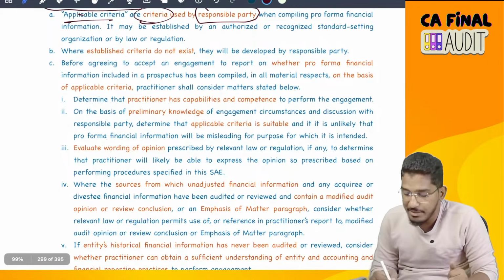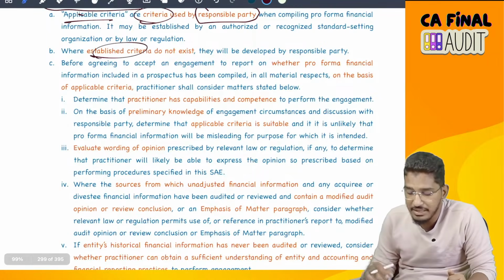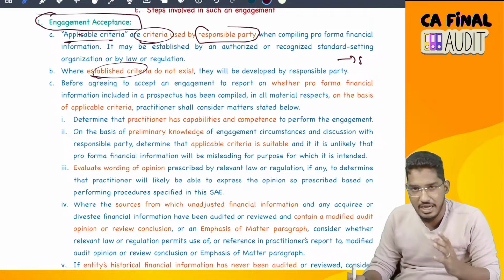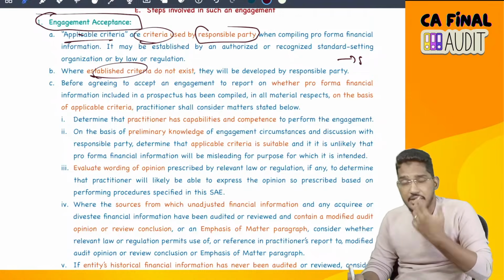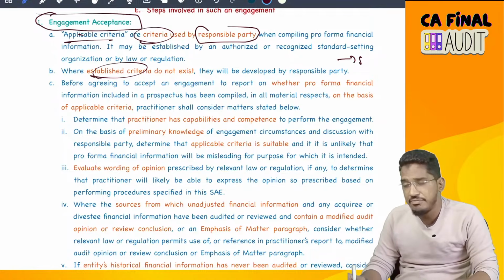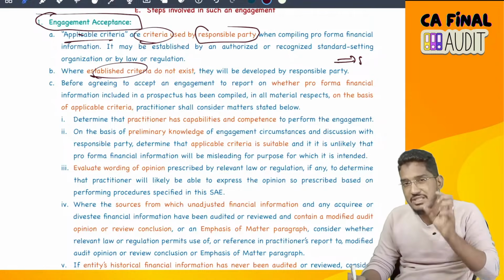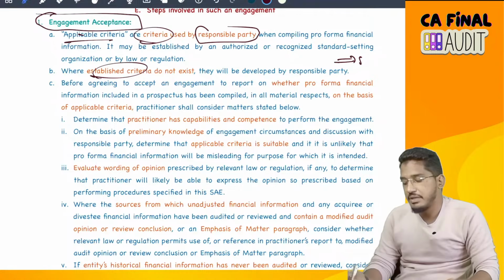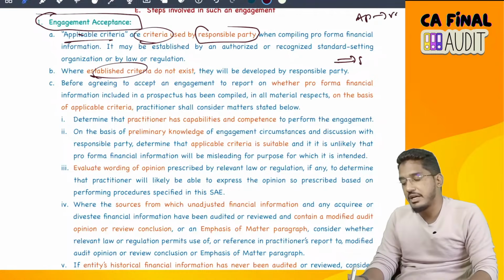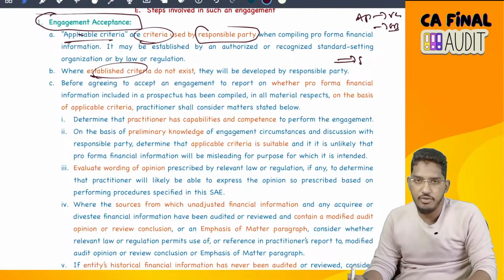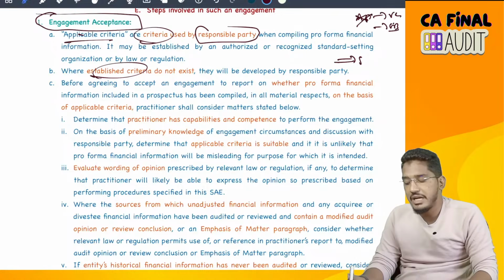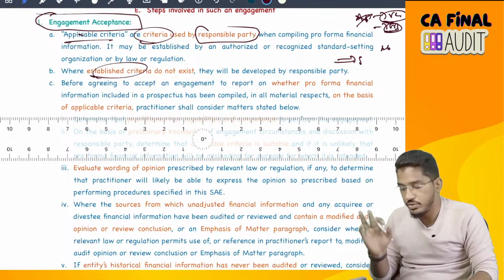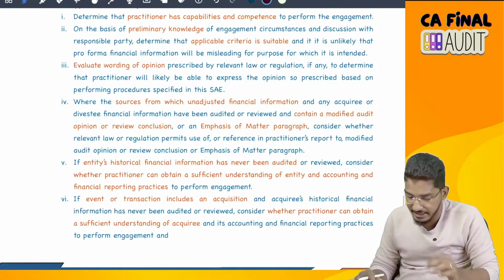So who will establish that acceptable criteria? Generally, we will see whether there is any criteria as per the standards on audit, as per some accounting standards, or as per some regulatory bodies. Is there any framework that we will decide? If there is no such established criteria, management itself will decide the applicable criteria. If the applicable criteria is decided by some regulating authority or standard setting body, they will follow that. If there is none determined by a regulatory authority or standard setting body, management itself is going to decide the applicable criteria.